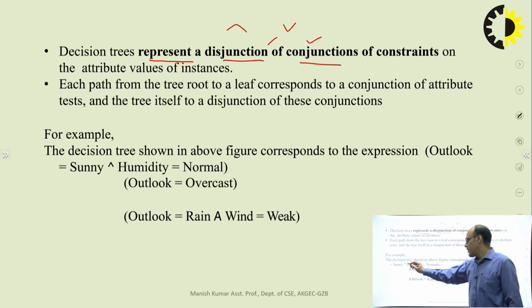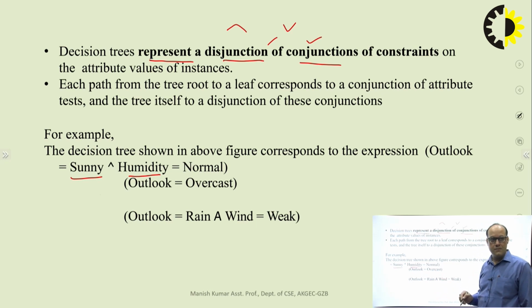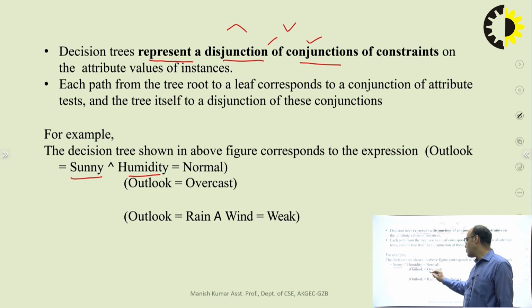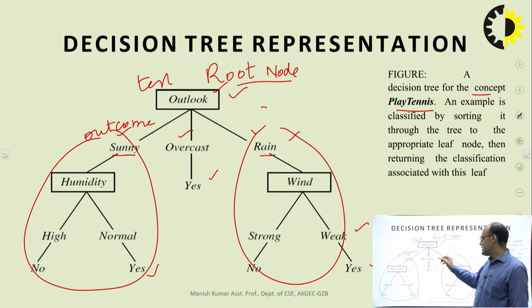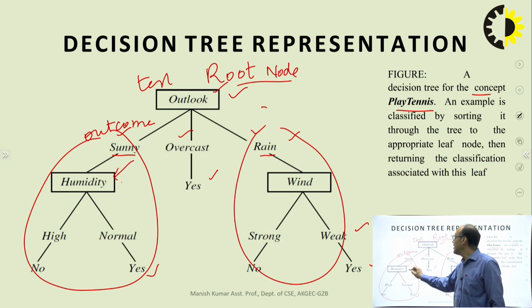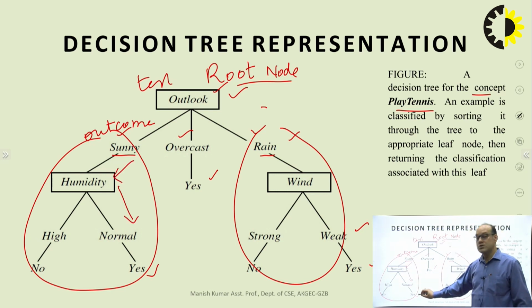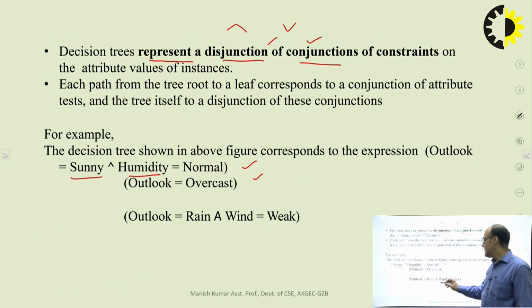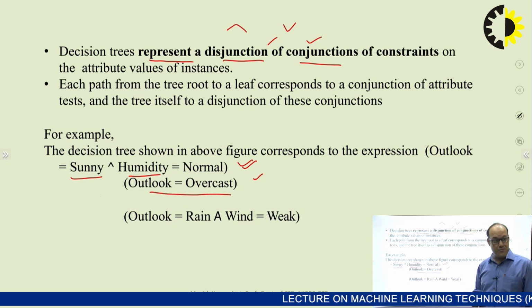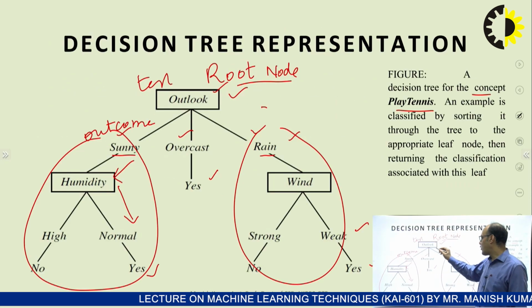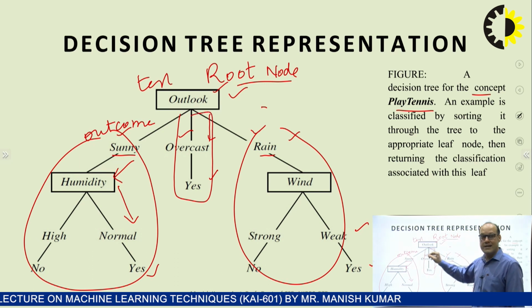See, for example, sunny and humidity is equal to normal. Sunny, humidity is equal to normal, or outlook is equal to overcast. These are the expressions where there is a possibility of playing tennis. See in this diagram, sunny, humidity normal is equal to yes, then there is a possibility of playing tennis, right? So it is dependent in the expression also. Outlook is equal to overcast, then there is a possibility of playing tennis. This is an expression.